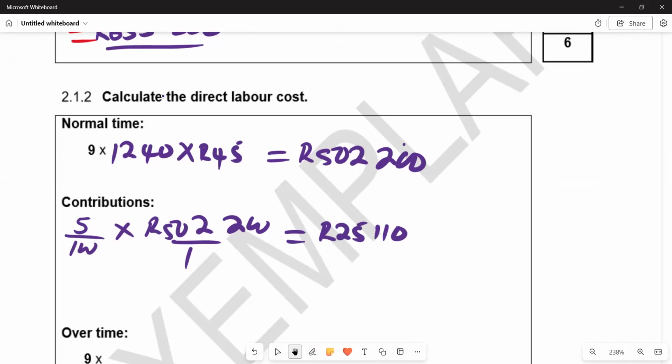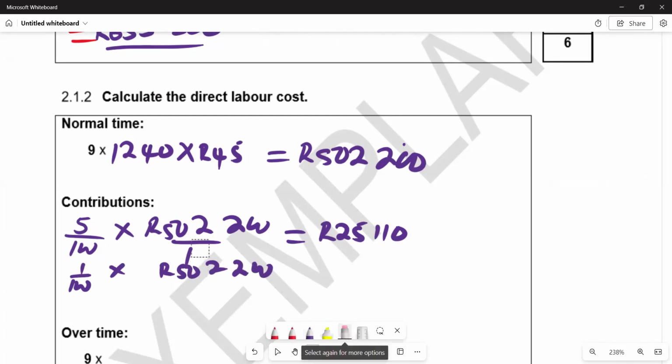Then the second part of the question, we are using 1%, which is UIF now. We are saying for UIF, we are saying 1%, which is 1 over 100. We multiply again by the same amount, 502,200. So we can just maybe try to make some space here. Obviously, here we are saying over 1. And then we calculate it as such, 1 over 100, which is 1% times 502,200. And then the answer that we are supposed to get is 5,022. So here we have 5,022.